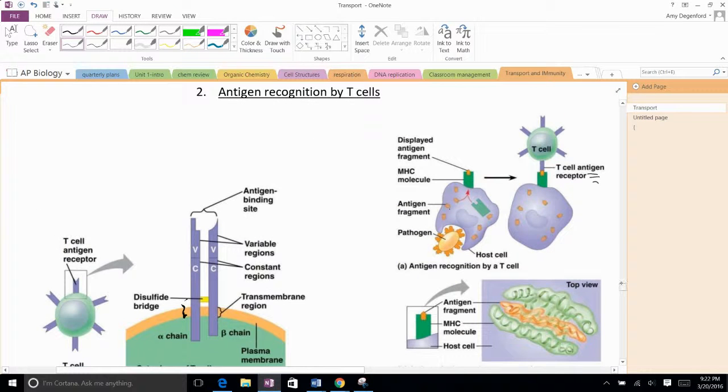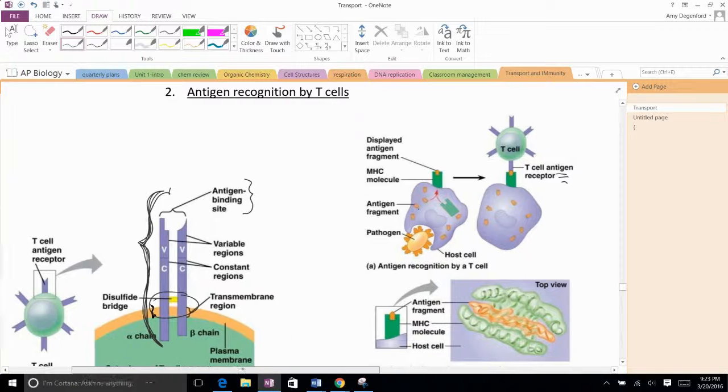If we swing down to the T cells, you'll notice some similarities. We have the antigen binding site, again creating that specificity, again created by the variable regions. You'll notice the difference is that we don't have the Y shape. We just have these two equal size polypeptide chains. And again, they are anchored in the transmembrane by the transmembrane region.